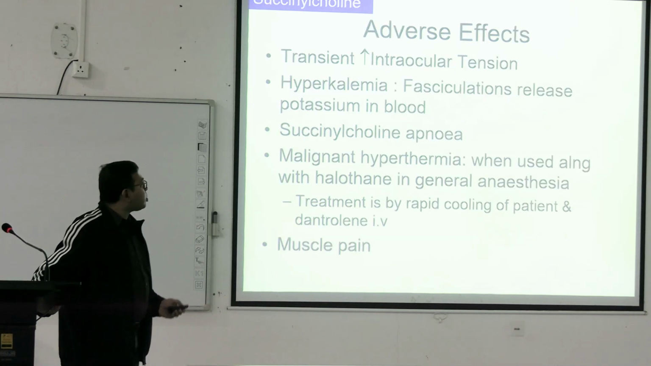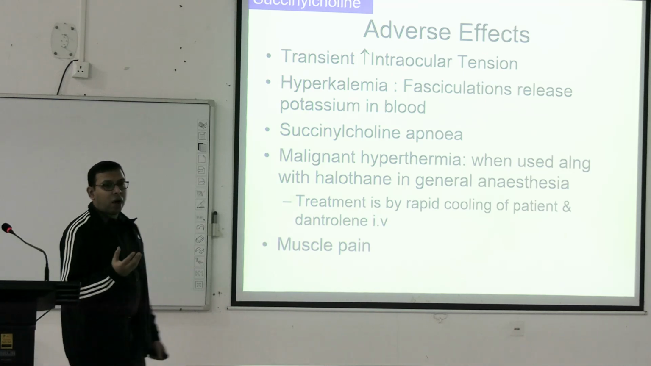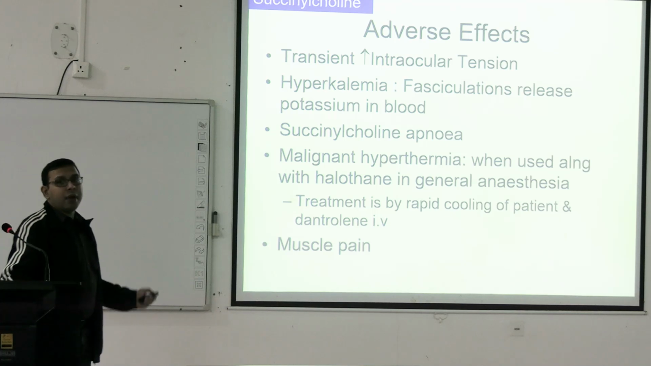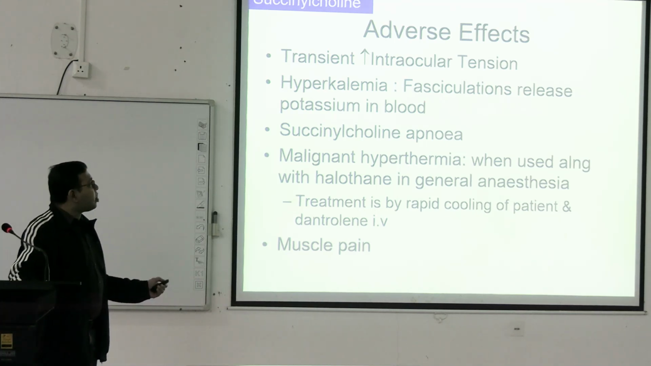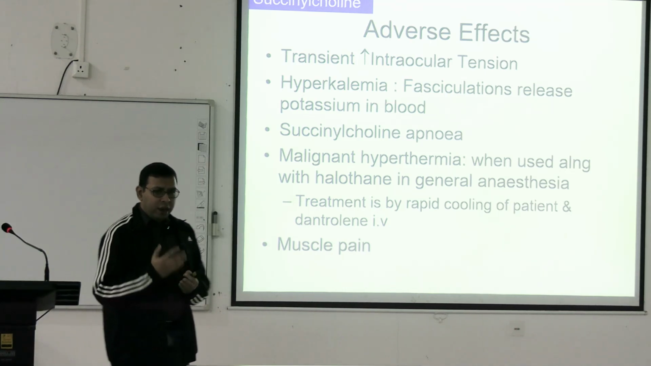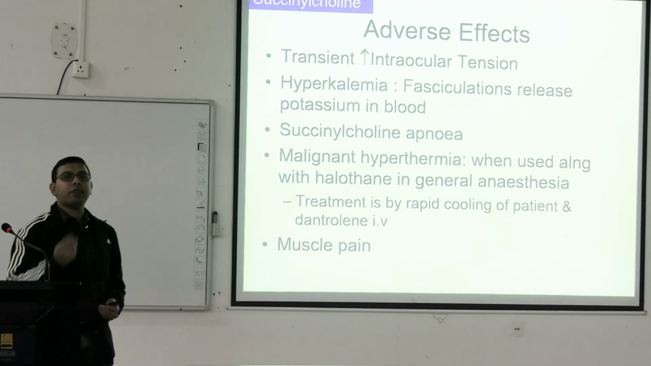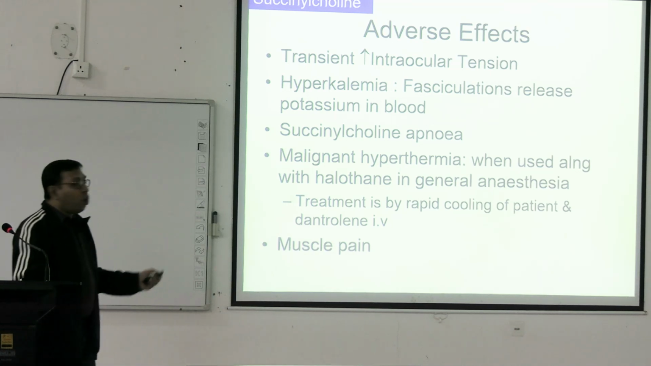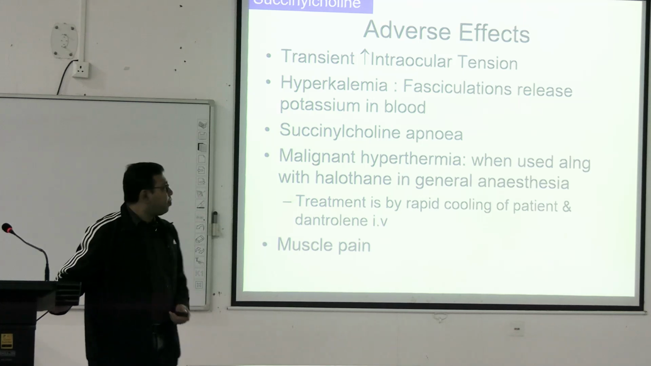Adverse effects: a transient increase in intraocular tension. So intraocular tension may be transiently increased. Hyperkalemia is the most common adverse effect of succinylcholine. Fasciculations release potassium into the blood. Since there are initial irregular muscle contractions due to depolarization, there will be more potassium release from the cells, and that's why hyperkalemia happens. When there is hyperkalemia, there are always chances of cardiac arrhythmia and other problems also.